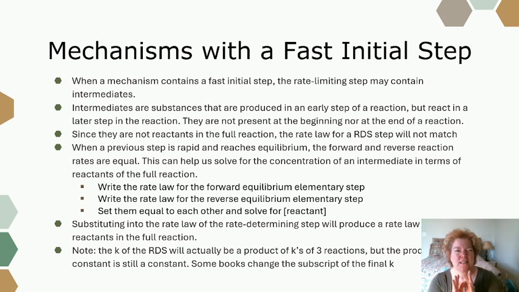Okay, so it gets a little bit uglier if a later step in the reaction is the rate determining step. I have to do a little bit more math to get my mechanism rate law. If you have a mechanism with a fast initial step that is not the rate determining step, it may contain intermediates. Intermediates are things that get made in an early step but then react in a later step. So they're not there at the beginning and they're not there at the end. They're not really reactants, they're just made along the way.